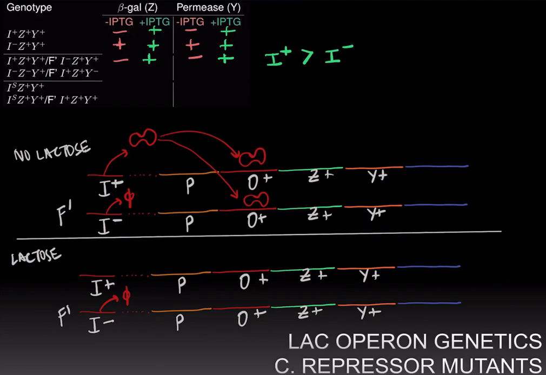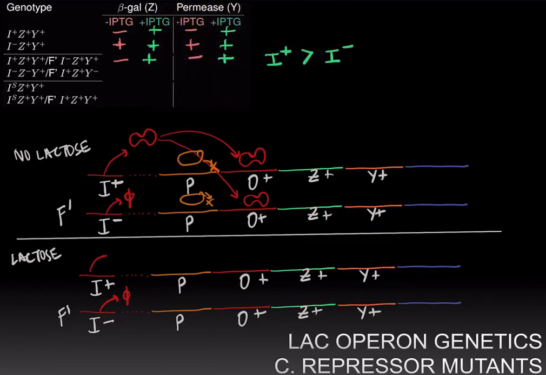And in the absence of lactose, the repressor bound to the operator sequence will prevent polymerase from binding, and we will have no transcription, and that's why we get no beta gal and no permease expression when you do not have any lactose or IPTG in the cell.